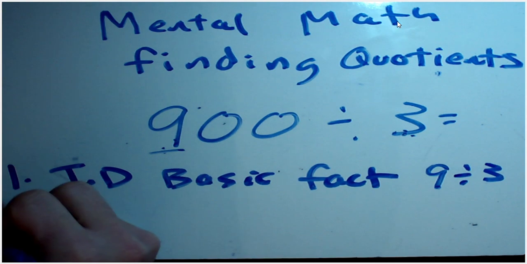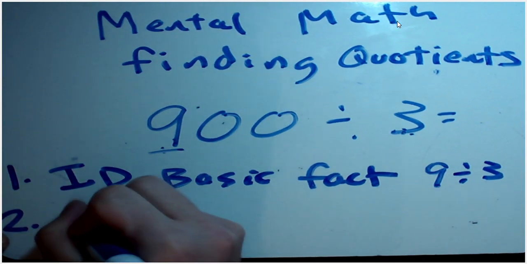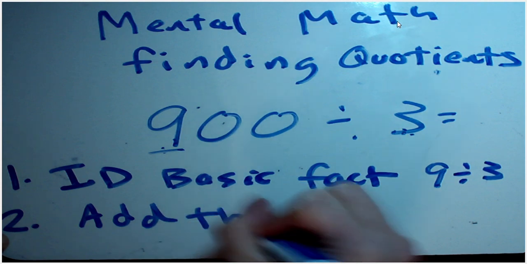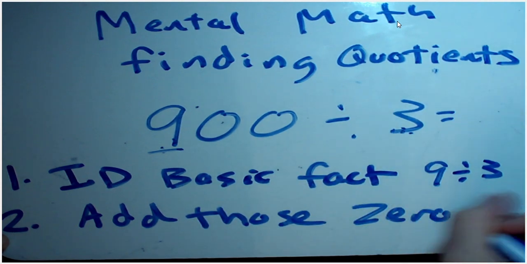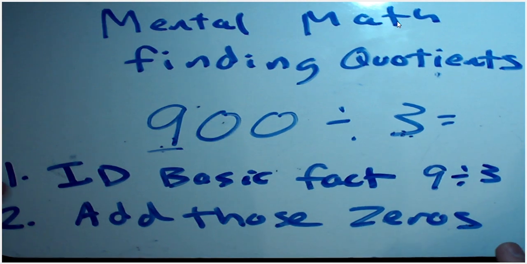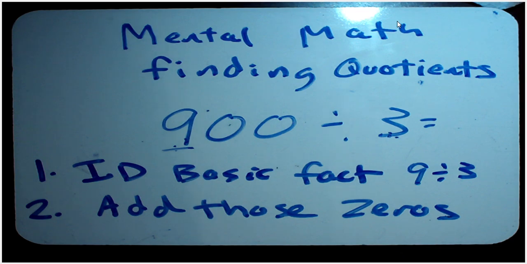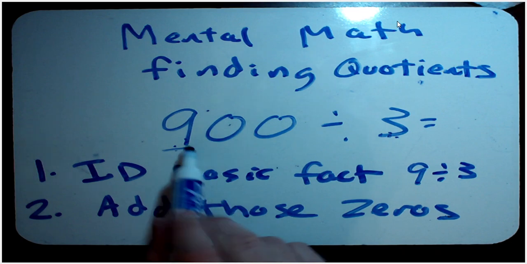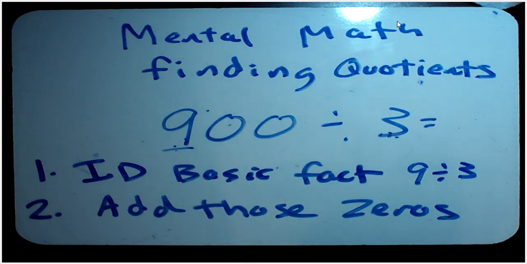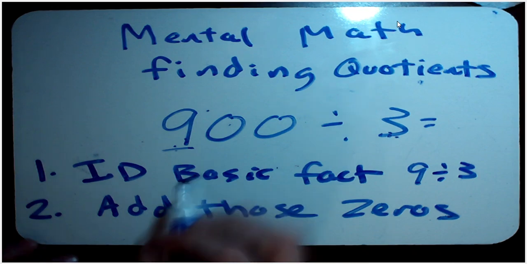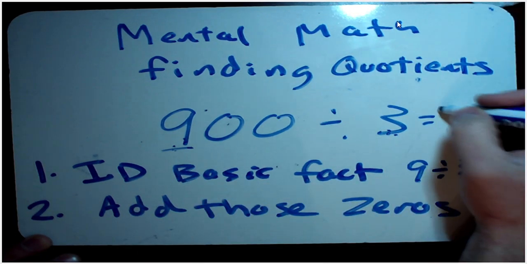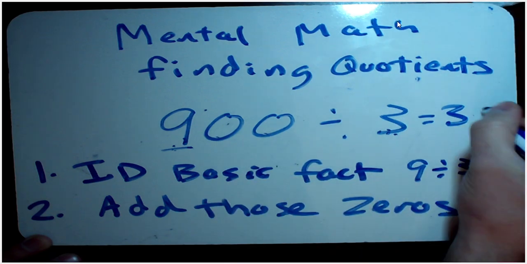So once you do that, step 2 would be to add those zeros. Just like we did with multiplication, it's just that we're working with division now. Instead of thinking, okay, I know 3 times 10 is 30, 3 times 100 is 300, 3 times 1,000 is 3,000, we're knowing now that 900 divided by 3 would be, let's look at that. 9 divided by 3 is 3. Add my zeros, 1, 2, 300.